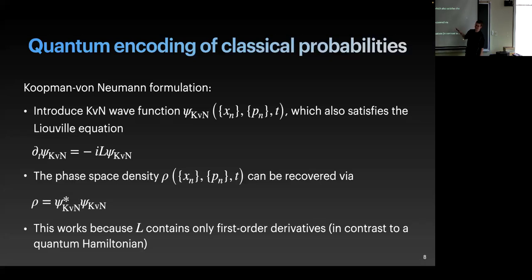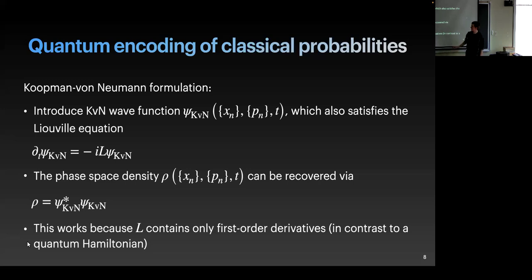And the reason this works so nicely, right? If you look at the Schrödinger equation, you can't evolve the square root, in some sense, of the wave function and have it satisfy the same equation of motion as the actual wave function. The reason it works so nicely for the Liouvillean is that this L operator contains only first order derivatives. So if you take the product, it will still satisfy the same equations of motion. Whereas with the quantum Hamiltonian, you have second order derivatives. So if you consider the product of two wave functions, you will get mixed derivatives and it will generally not work out.